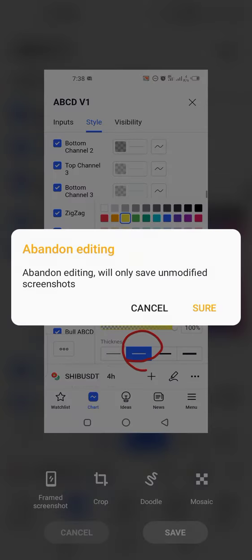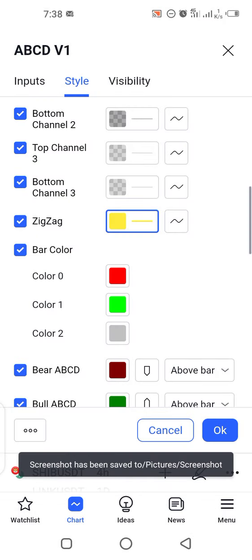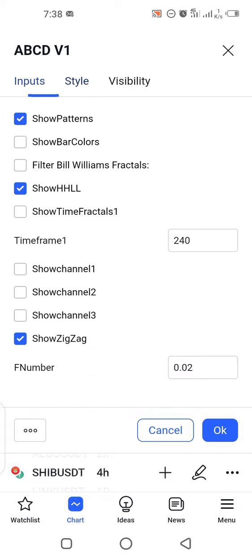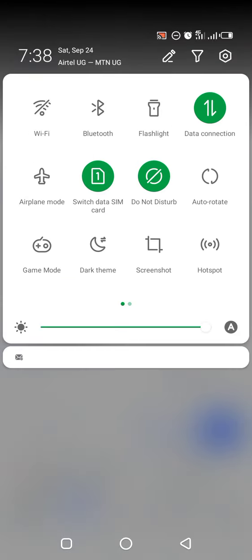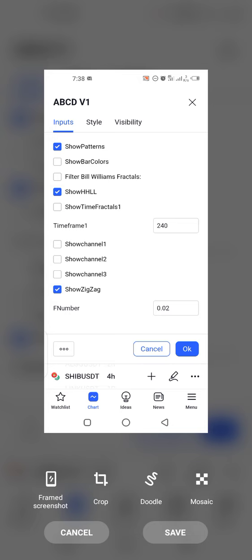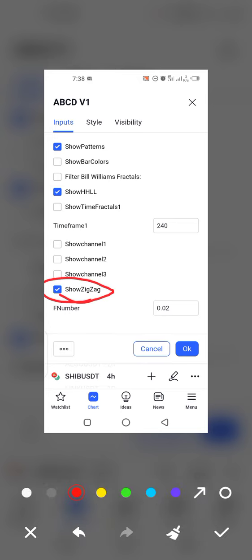Now, having done that, we now go to the input. Now, in the input here, that's where the important area is. And we choose the zigzag. And also we choose show HH and LL. Show HH and LL. So we tick this area, these, and show the patterns.